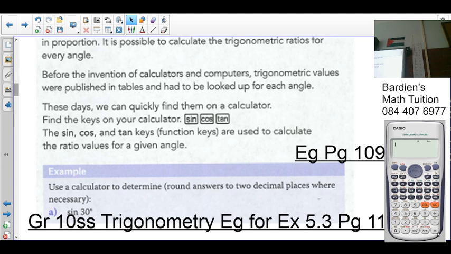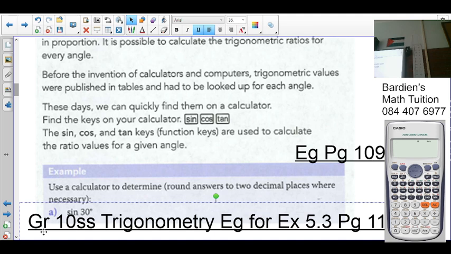So press shift again, number 3, we're going to clear all. Press equals. Yes, everything is clear. Can you see? Now the last answer calculated is gone. Everything's gone on the calculator. So the calculator is back to normal, factory settings. Now your factory setting, or your original setting, is degrees. All right. These days we can quickly find them on the calculator.